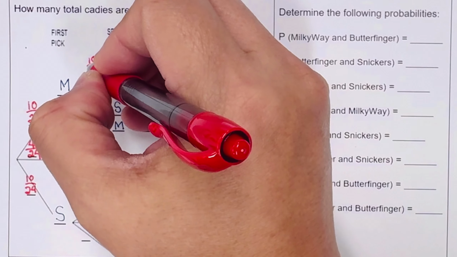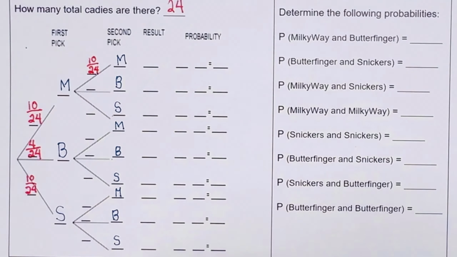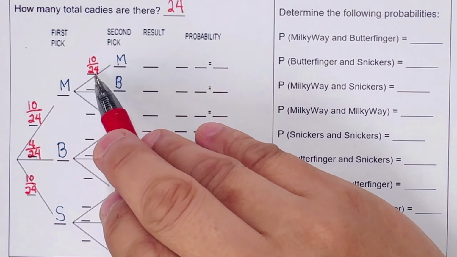Why is it that it didn't change? Because whatever was picked, the teacher is going to put back the same thing. So if the Milky Way was picked by the kid, the teacher will have to put in another Milky Way. So there's still 24 total, because whatever was picked, the teacher will put in the same thing. So it's still going to be 10 out of 24.